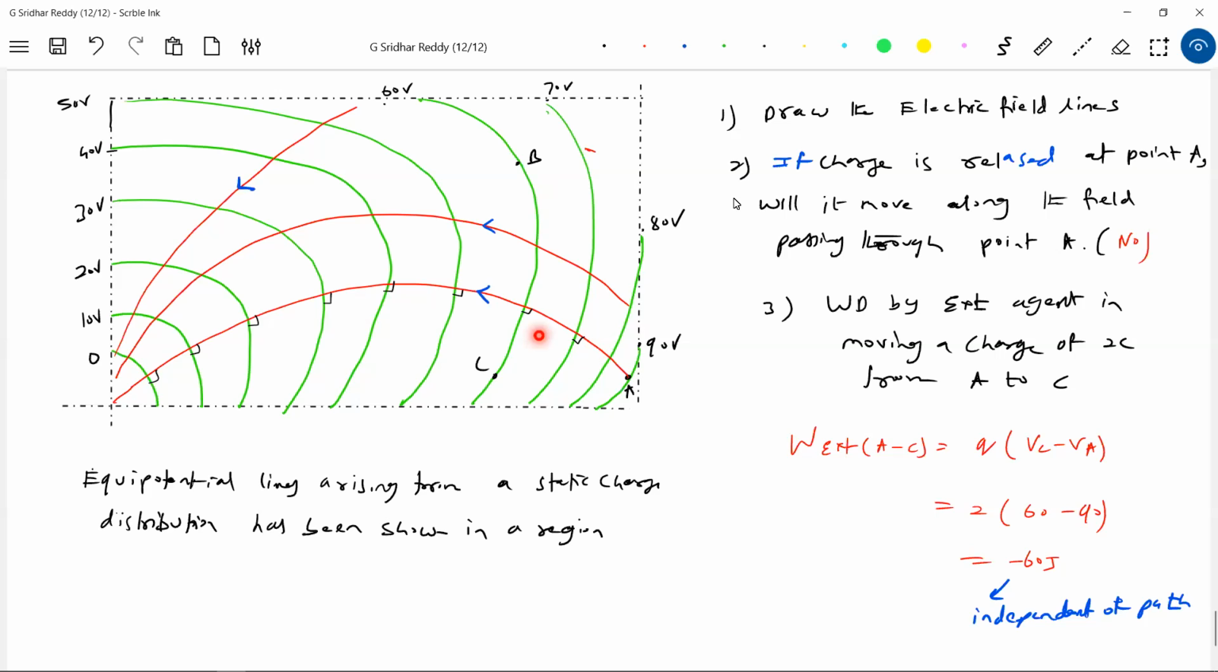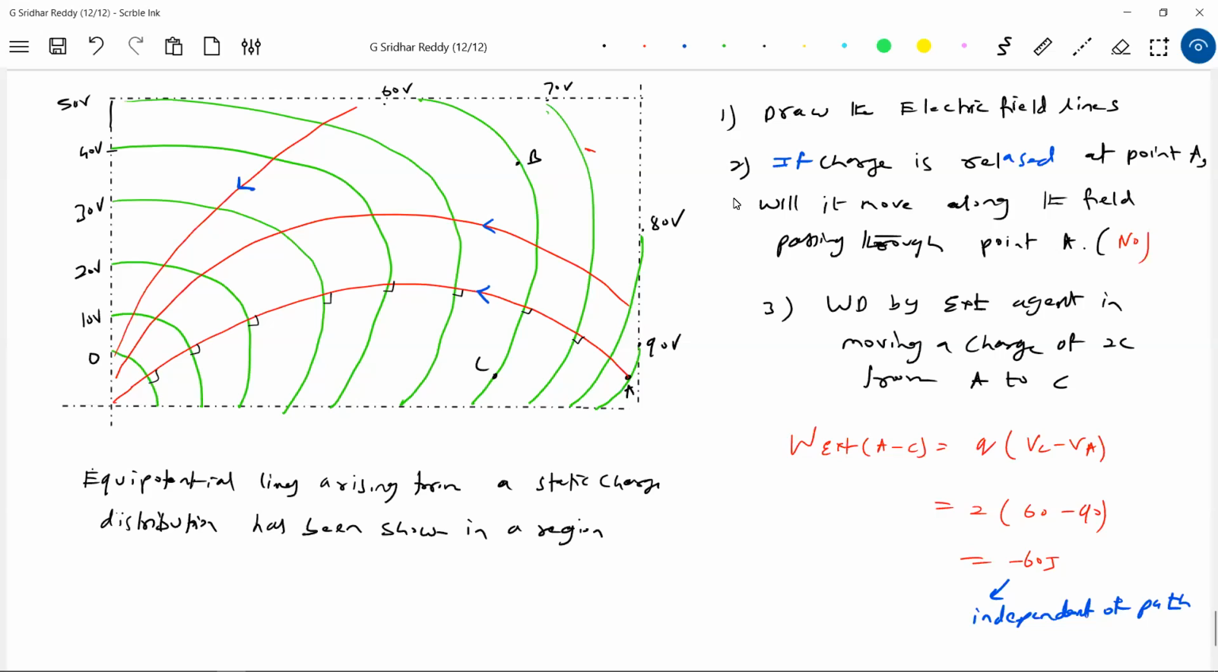Then, can two lines of force intersect? No. Can two equipotential surfaces intersect? The answer is no. Because if two equipotential surfaces intersect, then what is the problem? At a given point, you may get two E bars. That is not possible; the direction of the electric field is unique. It cannot have two different directions. So two equipotential surfaces cannot intersect, and lines of force cannot intersect. Lines of force will be directed from higher to lower potential.